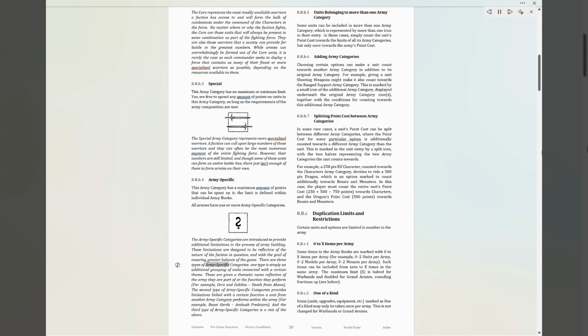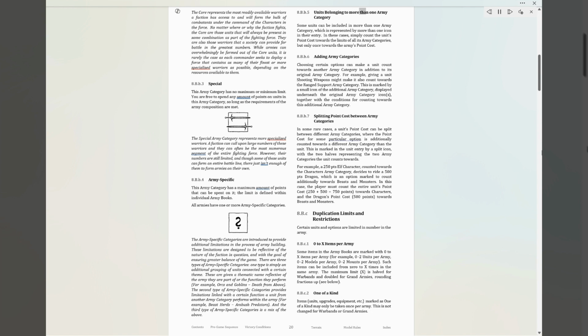There are 3 types of army-specific categories. One type is simply an additional grouping of units connected with a certain theme. These are given a thematic name reflective of the army they are part of or the function they perform. For example, Orcs and Goblins, Death from Above. The second type provides limitations linked with a certain function a unit from another army category performs within the army. For example, Beast Herds, Ambush Predators. And the third type is a mix of the above.